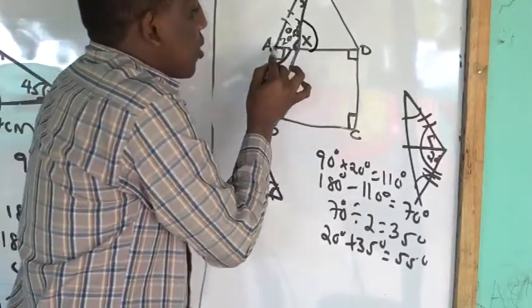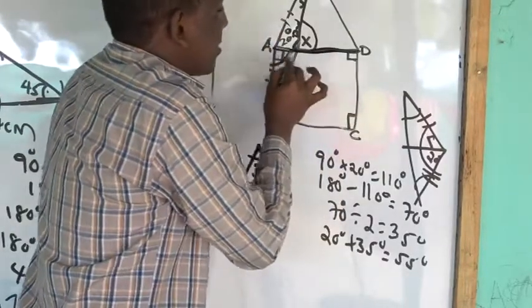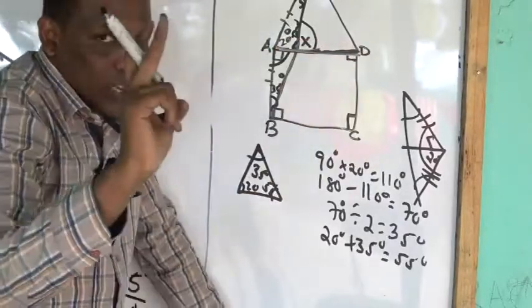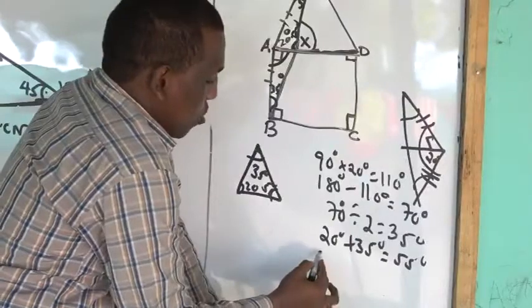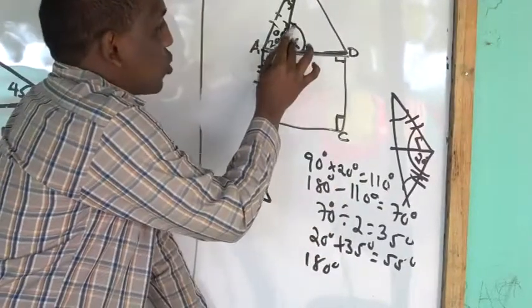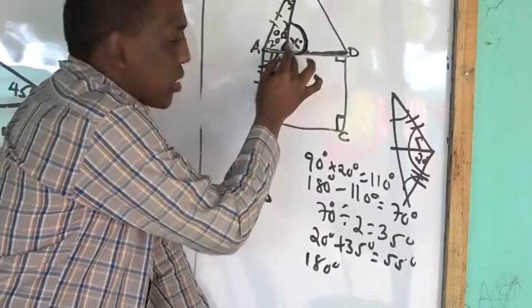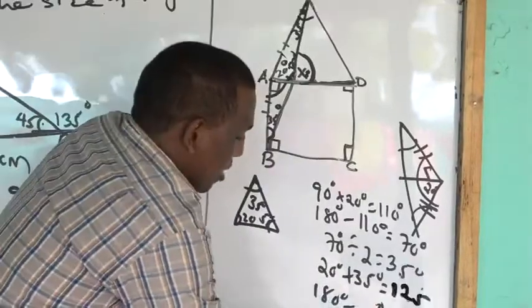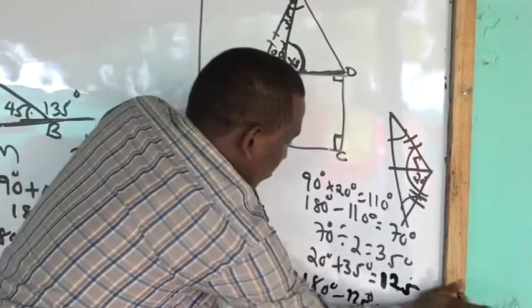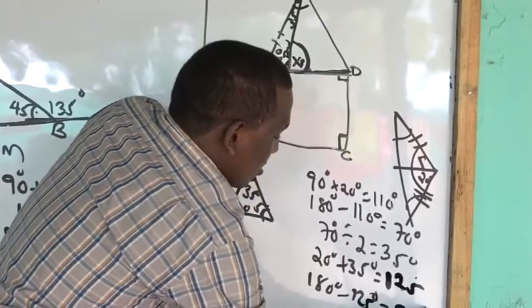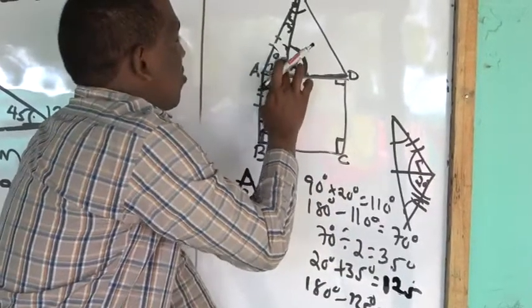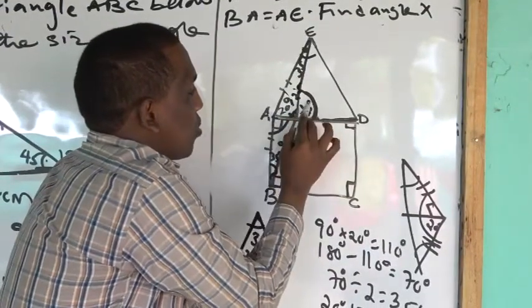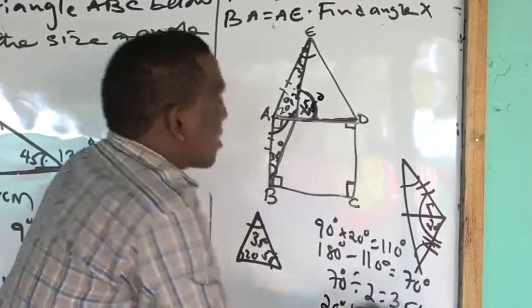And remember here, this is a straight line, which has got 180 degrees. So we say 180 degrees minus this one. This one is supplementary to this one. So here is 125. This angle is 125. So 180 minus 125, you will get 55 degrees. So X is 55 degrees.